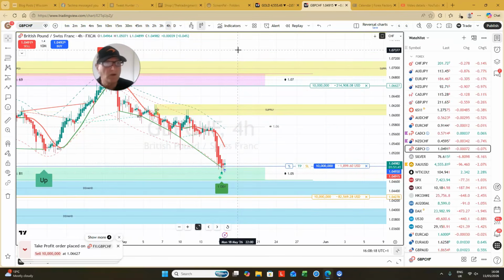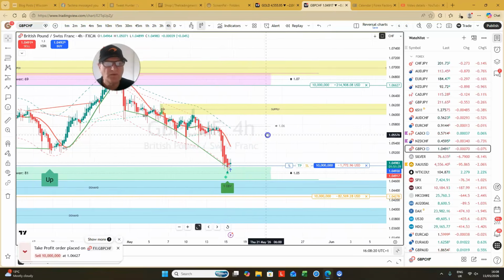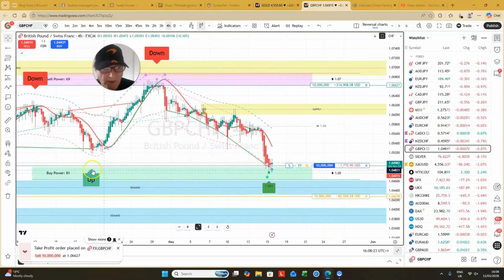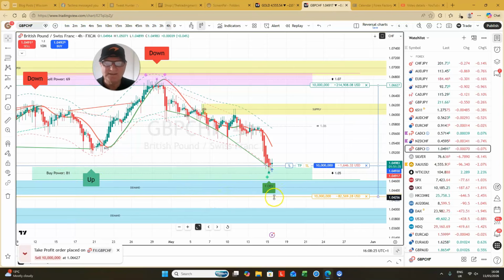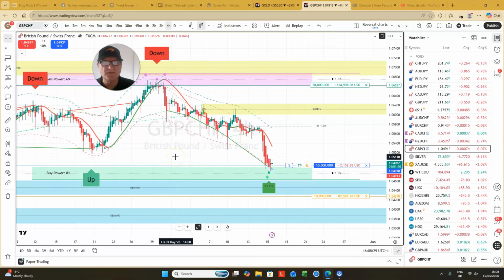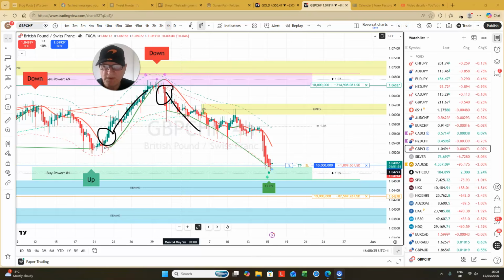Okay, so we've gone long the pound Swiss. We have convergence, buy power of 81, and we haven't got the up yet, but that's okay. A reversal is often the opposite way to the trend. It's often that way because it's early. You can, of course, wait for the price to re-establish itself, and that becomes a continuation pattern. And the price moves up, and this catches up with that, and the price moves up, and then off it goes to the races.